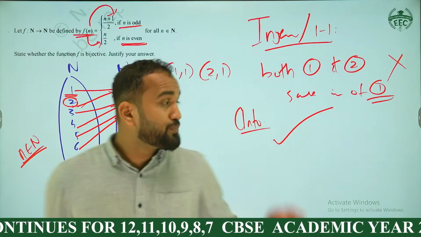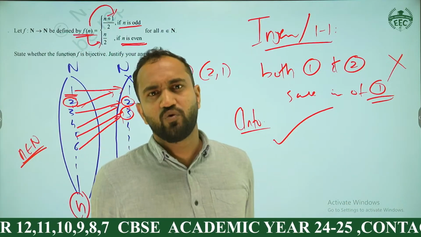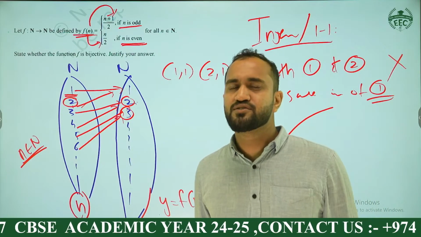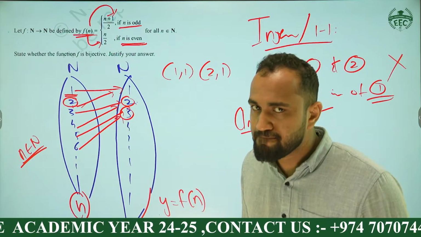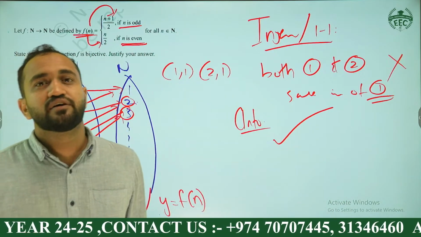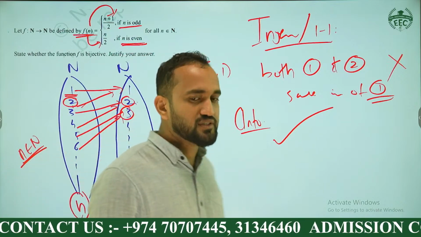So if you need to prove the function is onto, what do you have to do? Write the definition of onto. What is that? Every element in the second set has a pre-image in the first set. Clear? Gentlemen, this is the way you are supposed to learn injectivity, symmetricity and transitivity.